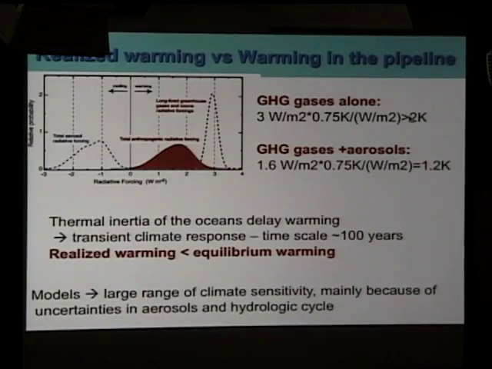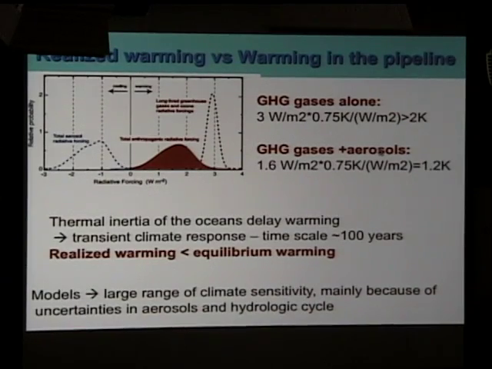This is very serious stuff. Okay, when you ask me why we feel urgent, this is the reason. We have already committed to 2 Kelvin when the system comes to equilibrium.